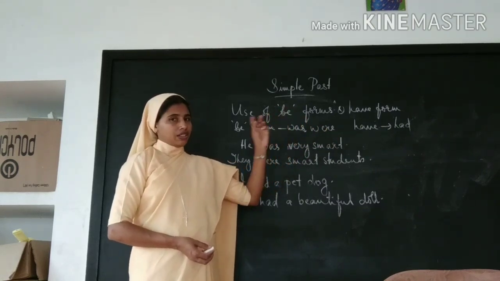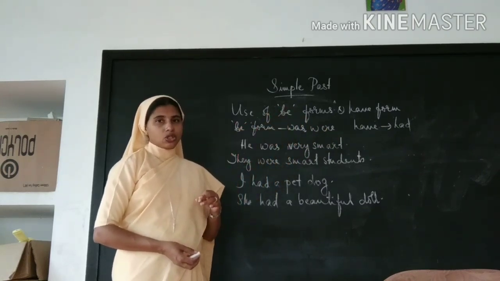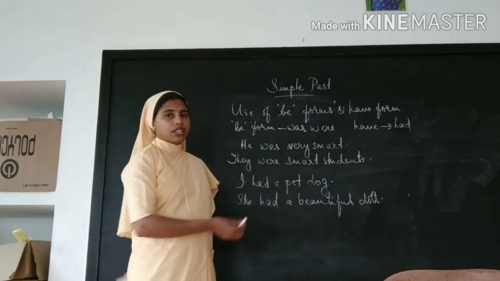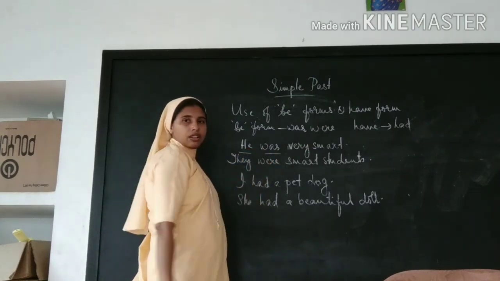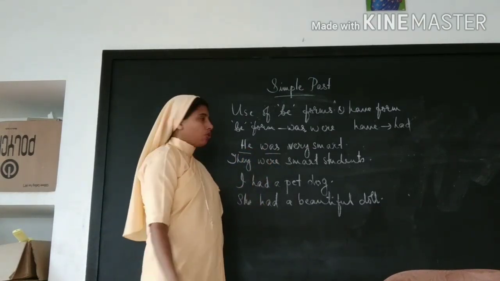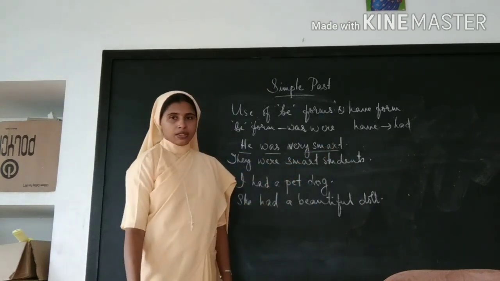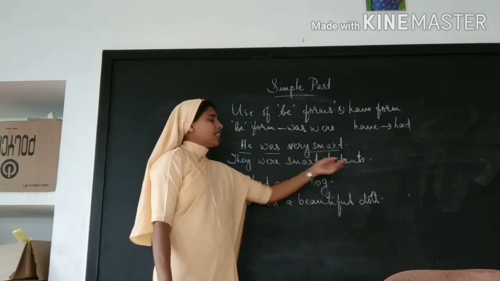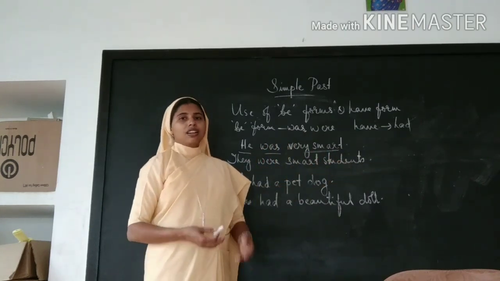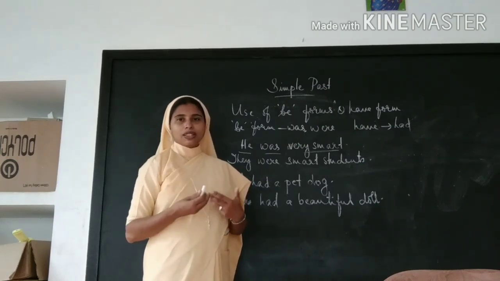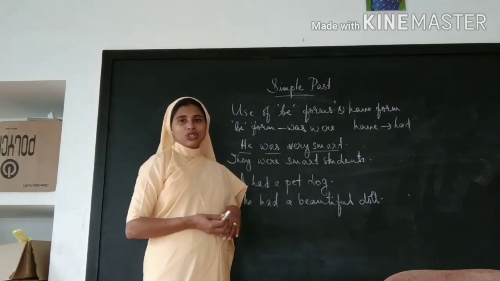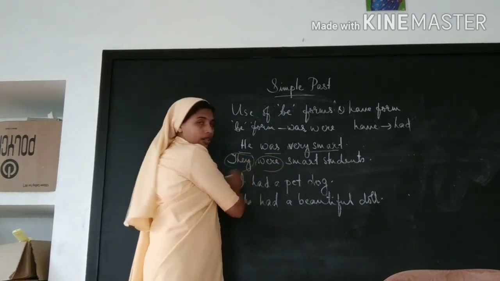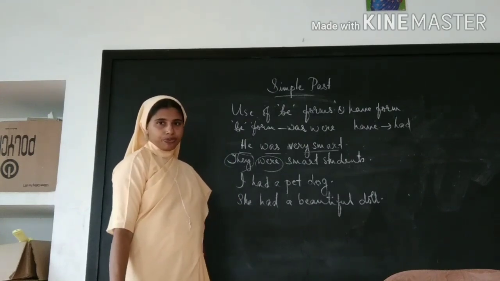I tell you, this will be used as a main verb. It is not an auxiliary verb. For example, he was very smart. That's the structure of the sentence: he, subject; was, be form, that's the main verb; and very smart, that's a complement. He was very smart. And they were smart students. Next year, looking at you, sometimes I'll be saying, they were smart students. The main verb here is were. Since it is plural, we have used were.